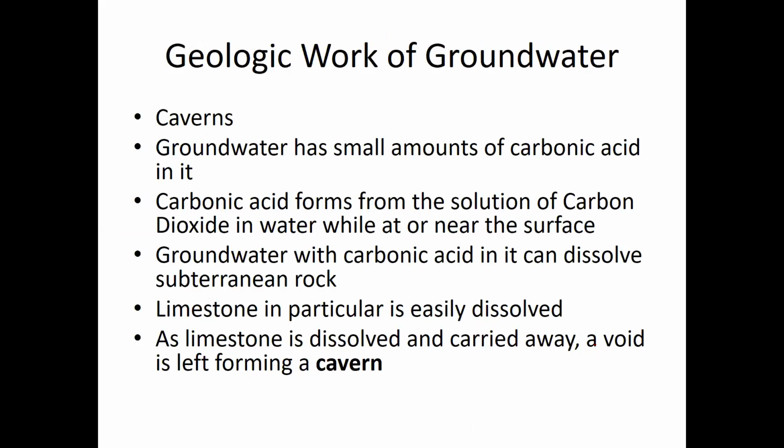So groundwater can do a significant amount of geologic work. It can form caverns, which are vacant or void spaces beneath the surface. This is because groundwater has small amounts of acid in it. As water falls as precipitation, it absorbs carbon dioxide and sulfur dioxide, which create acids like carbonic acid and sulfuric acid. Whenever they dissolve into the groundwater, the slightly acidic water easily dissolves subterranean rock, especially calcite rock like limestone. And as that limestone is dissolved and carried away, a void is left, forming a cavern.